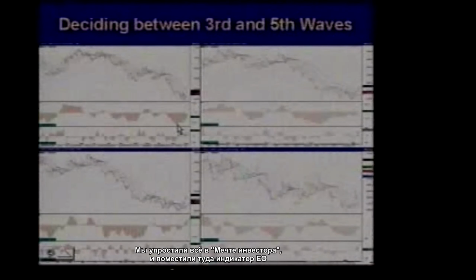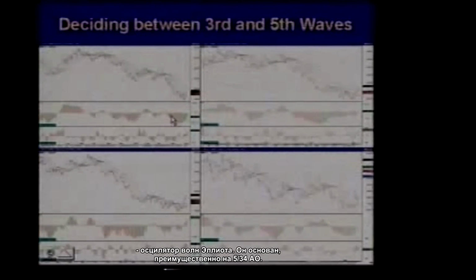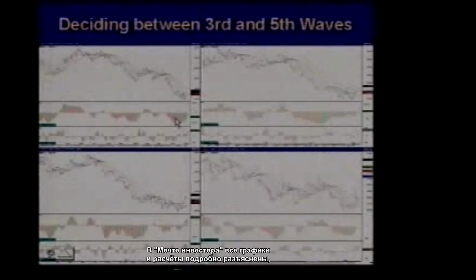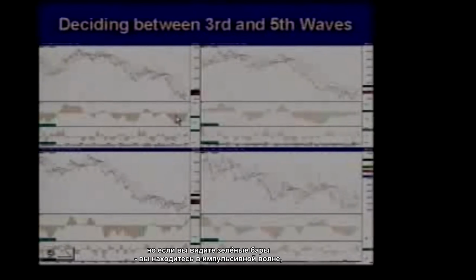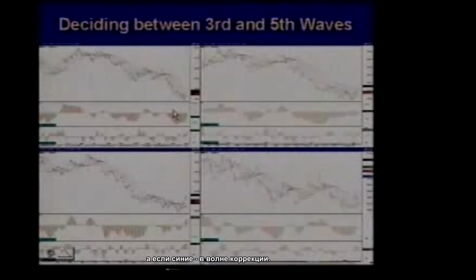Now, we've simplified it in the Investor's Dream, and we just put a line there. It's called the EO, which is the Elliott wave oscillator, and it's based primarily on the 534. And it counts the bars that are on the screen. There's a full explanation of this in Investor's Dream, but if the bar is green, then you're in an impulsive wave, and if the bar is red or blue, you're in a reactive wave.